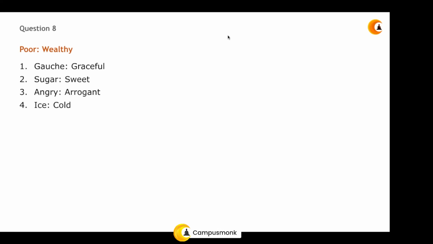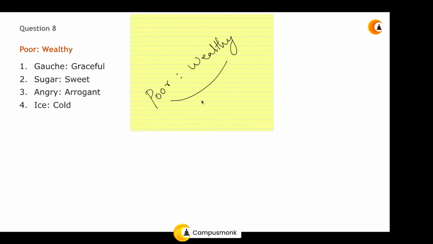So it's like poor is to wealthy, then you have to find which one holds the same relation as that of poor and wealthy. Alright, so your time is up. Poor is to wealthy. These are opposites, right? Opposite of poor is wealthy or rich. So, which of the following is the opposite?